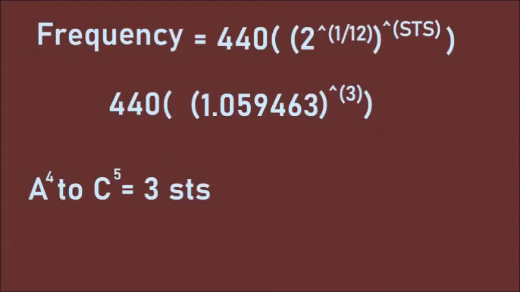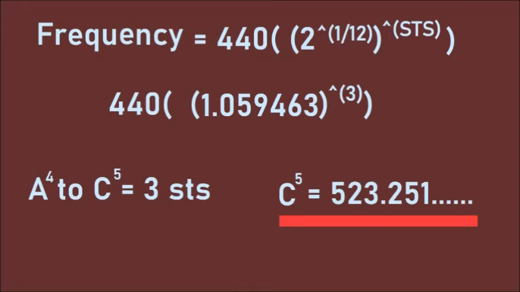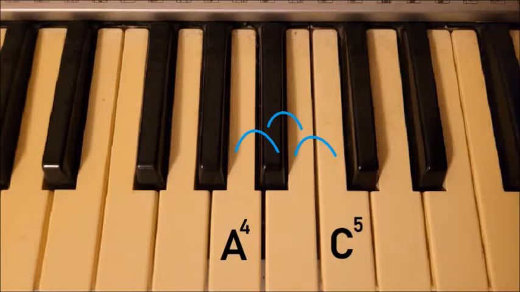So we use the equation 2 to the power of 1/12, and then we put that to the power of 3, because there are 3 semitone steps. So 2 to the power of 1/12, to the power of 3, then multiplied by the starting point of 440 Hertz, goes up to 523.251 and so on Hertz. That is the frequency of C5.